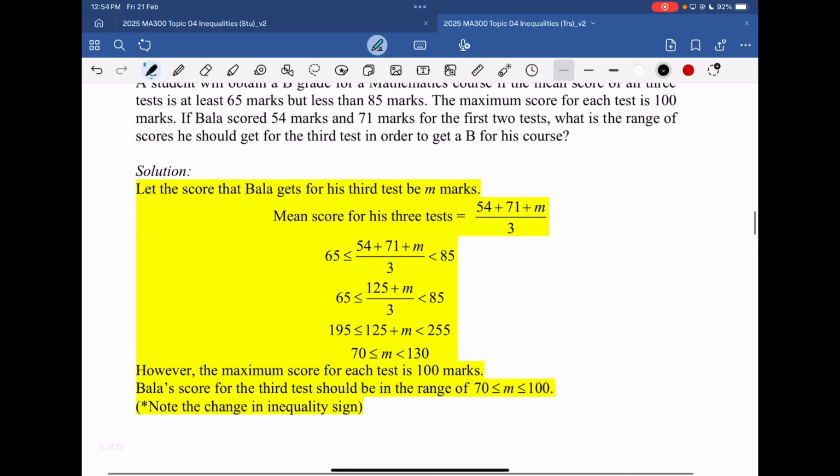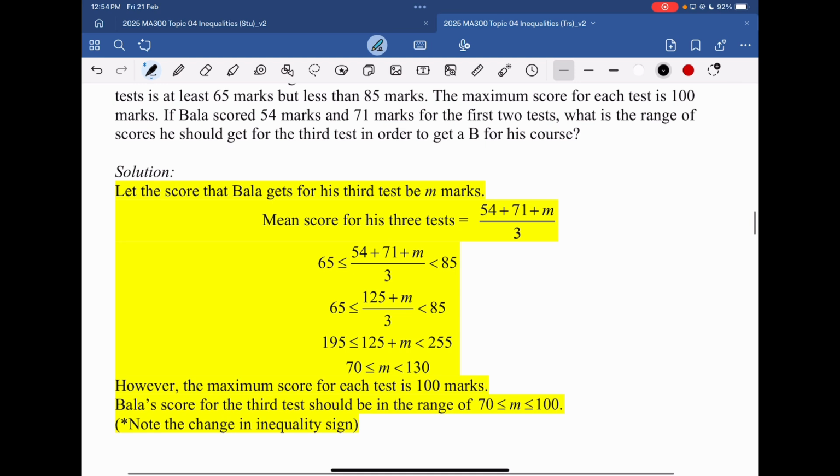So you're solving. You can see I didn't use that. If I'm doing it together, you don't have to use and. If I'm splitting, then you need.